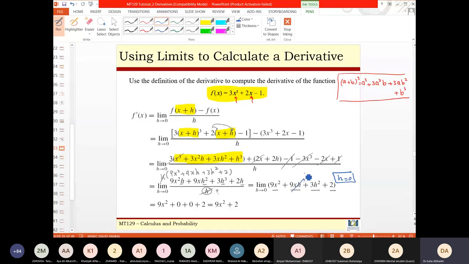This will go with a 0. This will go with a 0. We remain with 9x squared plus the 2. Okay? And this will be the answer.